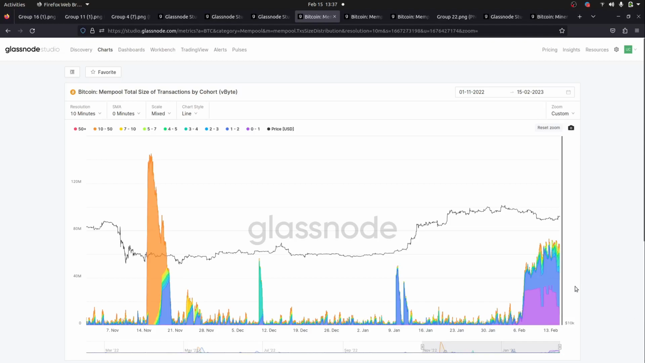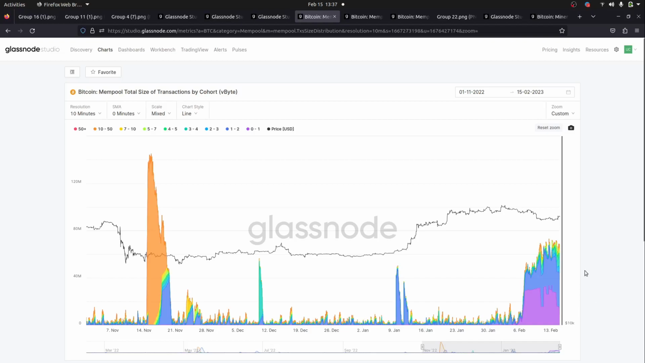Now compare that to our current inscription-based mempool congestion. Lots of purple, lots of dark blue. These are 1 to 2 sats per byte. These are very, very low fees. What we're seeing is that basically inscriptions are willing to wait. They're buying the cheapest block space. They're almost forming this base level of demand at the lowest fee rate.